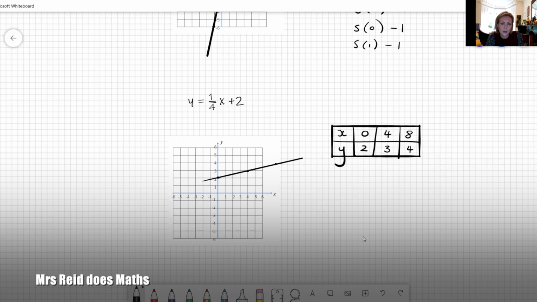And the gradient is a quarter because it's a quarter x. It's always the number that's multiplied by x that's the gradient. And as you can see, I'm going across 4 and up 1, and it's a lot less steep than the earlier ones. And the y-intercept is 2, positive 2, because it cuts it at 2, and that's plus 2. So I'm correct.